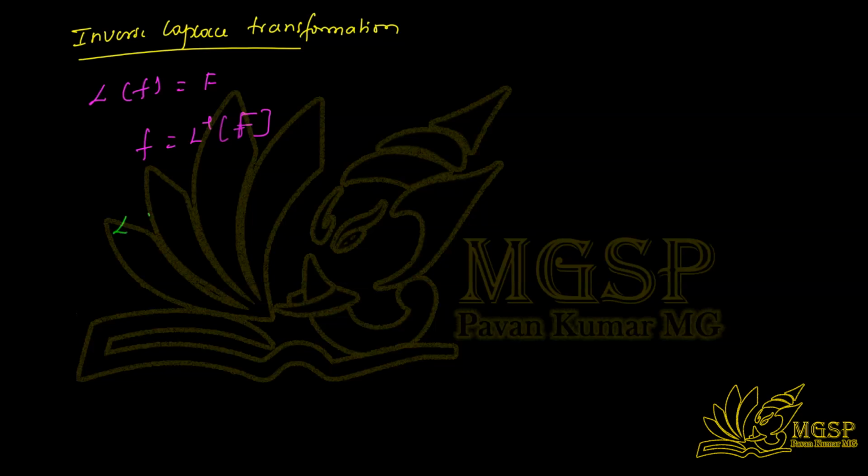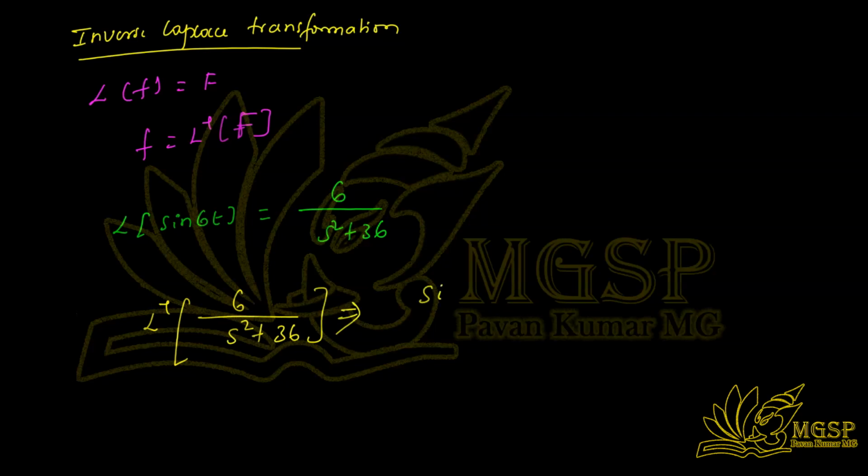Take the Laplace of sine 6t as an example. What is the Laplace transform of this? It is 6 divided by s square plus 36, that is 6 square. So in the question, they give the Laplace inverse of 6 divided by s square plus 36. In this case, you can write directly that this is the Laplace inverse, which is sine 6t.